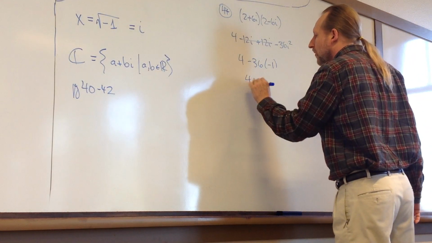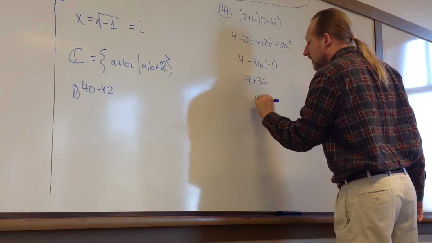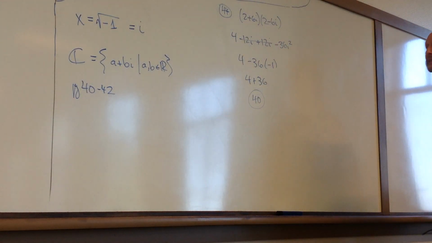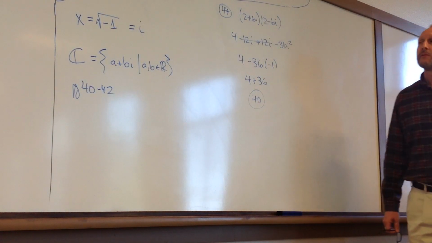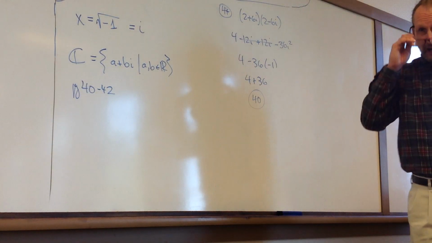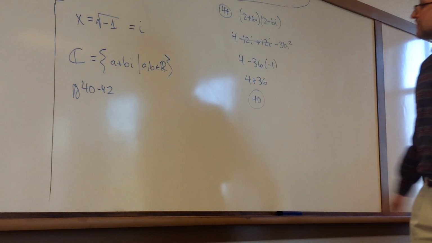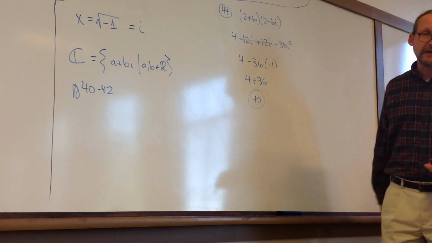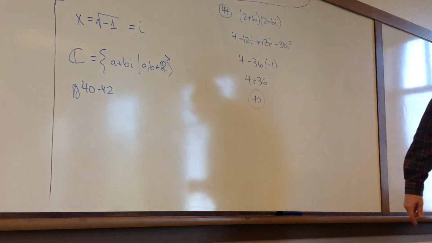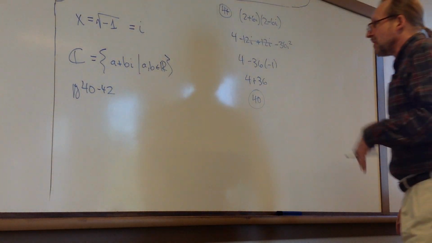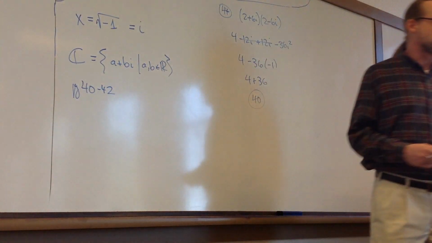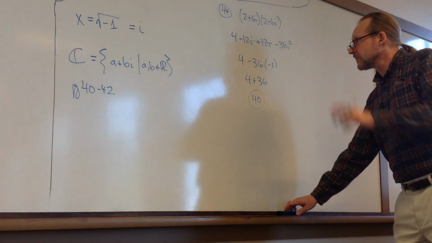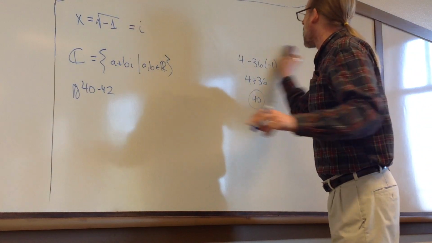So this is 4 plus 36, and so it turns out that actually 2 plus 6i times 2 minus 6i is equal to 40. And this is an interesting idea in that real numbers don't just have real factor pairs, they also have complex factor pairs as well. And we're not going to talk too much about that, but in higher level math courses, people do sometimes get involved in those issues.